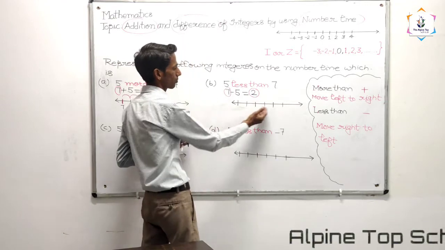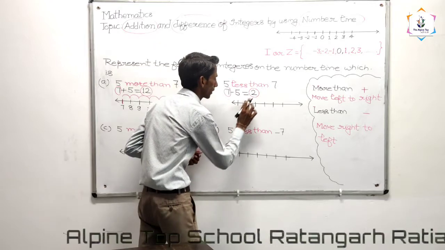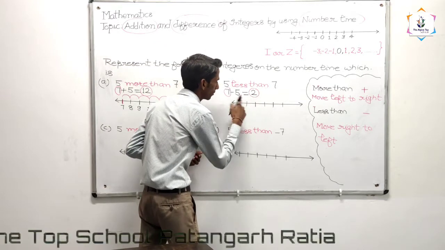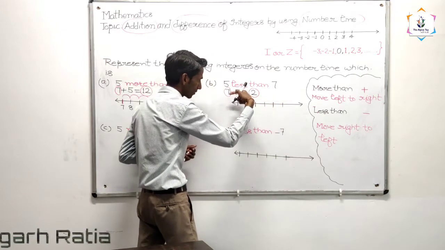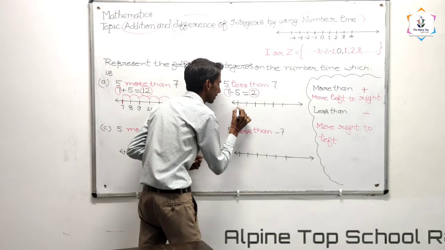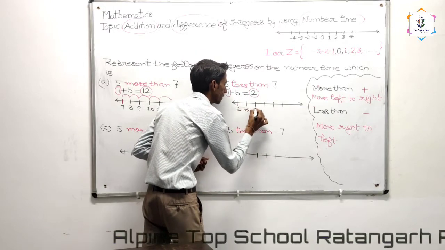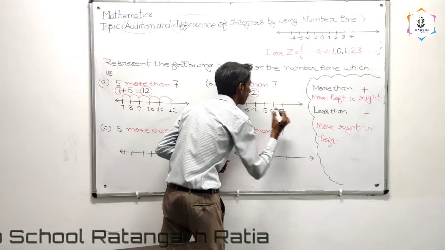See, I have drawn one number line here. Now how can we do it? Okay, the resulting number 2 is here. Because there is a negative symbol, we have to move from right to left. Obviously we have to start now from the resulting number like that: 2, 3, 4, 5, 6, 7.